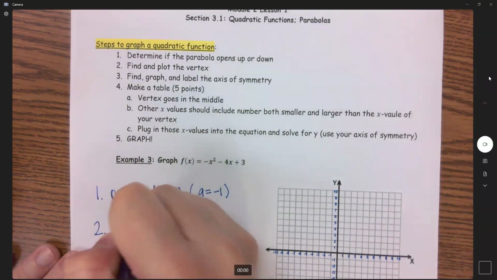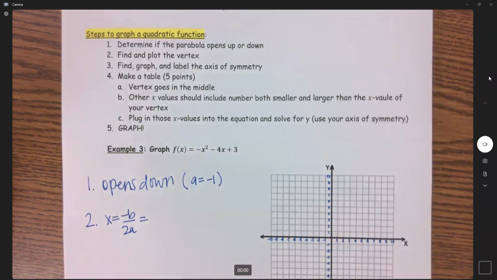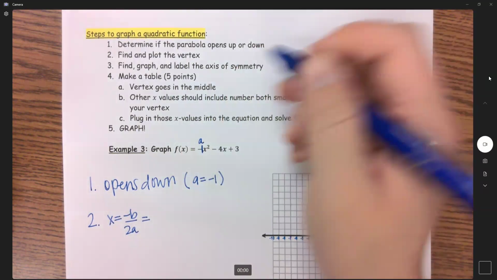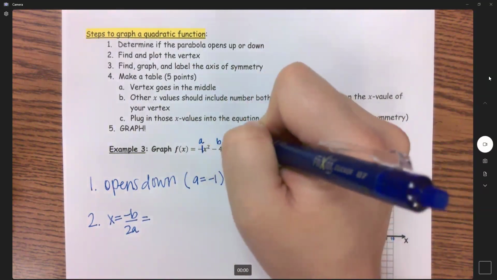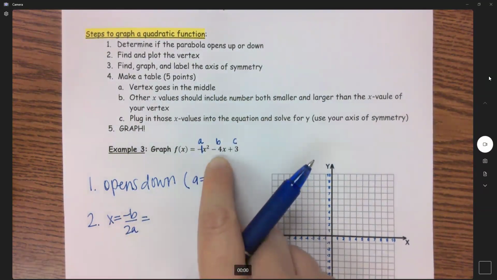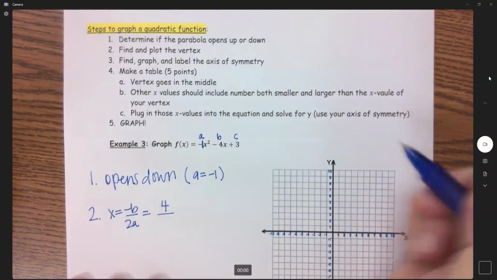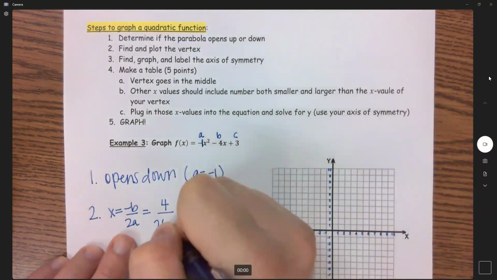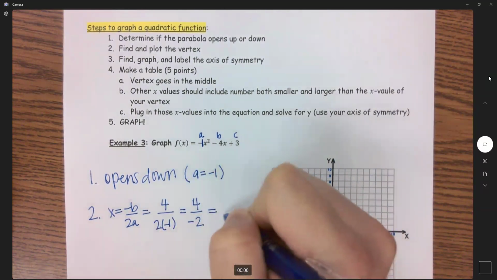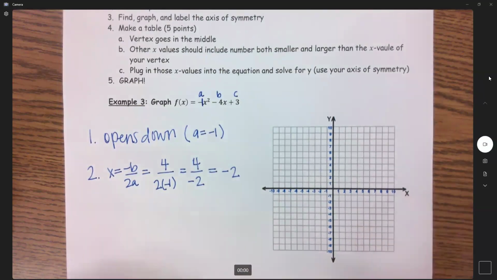To find my x, we're going to use x equals -b over 2a. So my a here is -1. My b is -4. I don't need my c, but if we did, my c would be 3. So if I have -b and my b is already a -4, -4 makes that a +4, over 2 times my a, which is -1. So we have 4 over -2. So we get -2 for my x coordinate. That's only half of my ordered pair for my vertex.